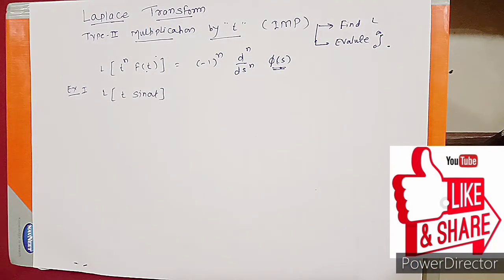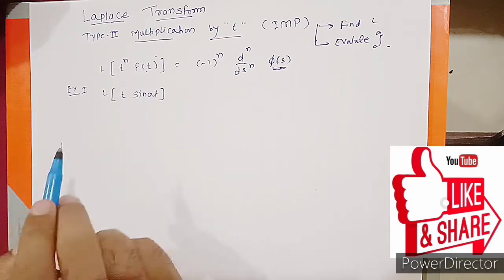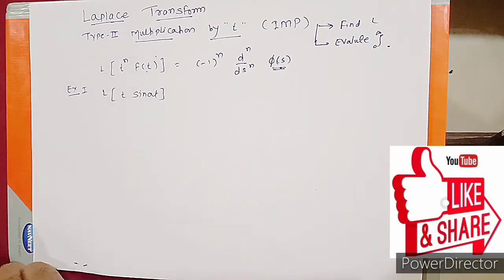right? So this type number 2 we divide into two videos, two parts. We first start with the first part, that is finding Laplace transform. Then we move on to the second part, second subtype, that is evaluation, right? So just observe the first numerical, that is Laplace transform of t sine at. What is the Laplace transform of t sine at?